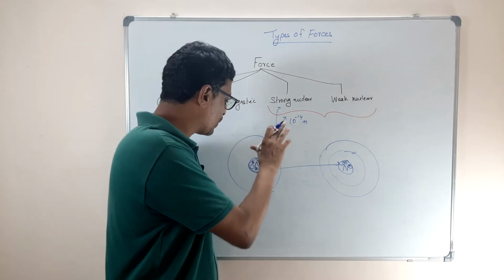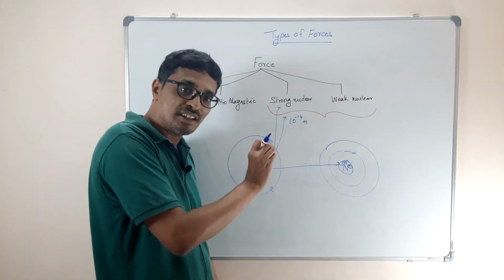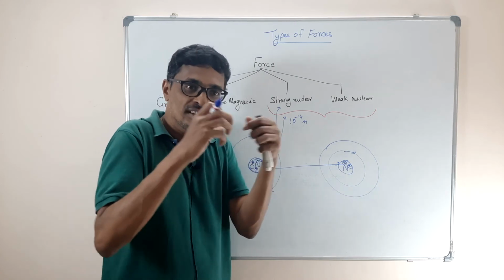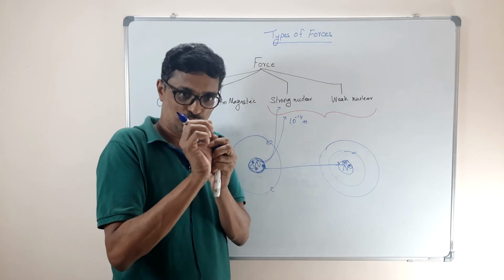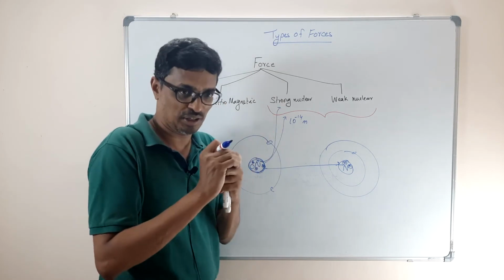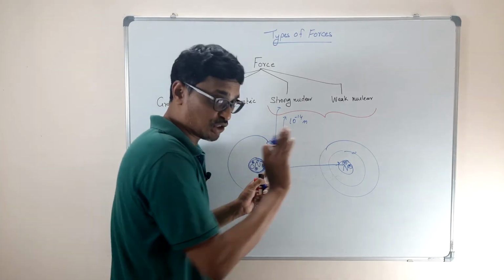So this is how protons and neutrons are clubbed, stuck into a small nucleus. That force is what you call your strong nuclear force, and that is a short range force. You understood why it has to be short range.